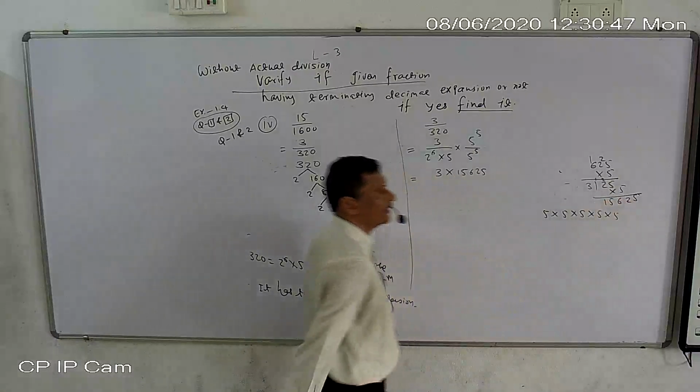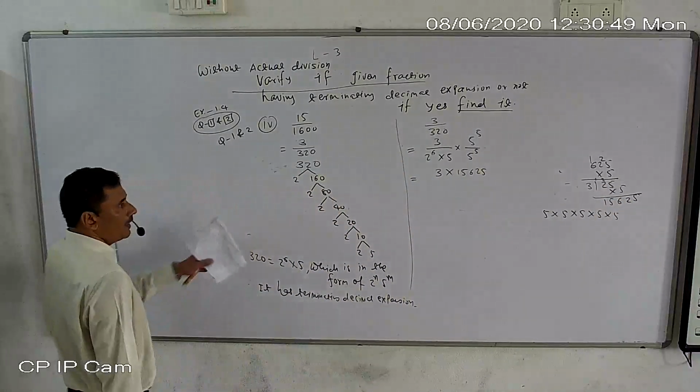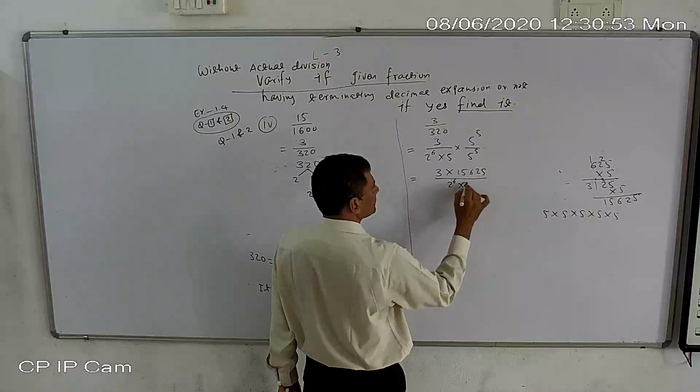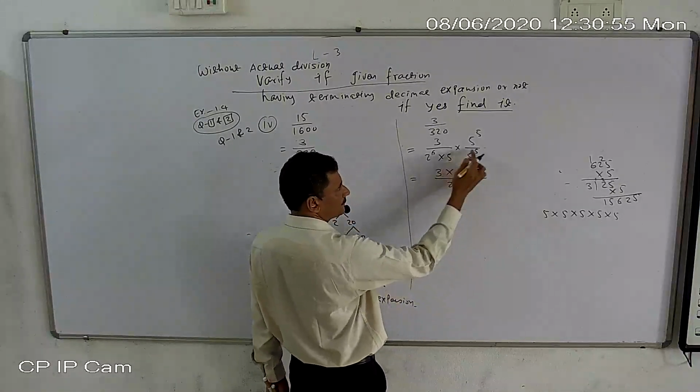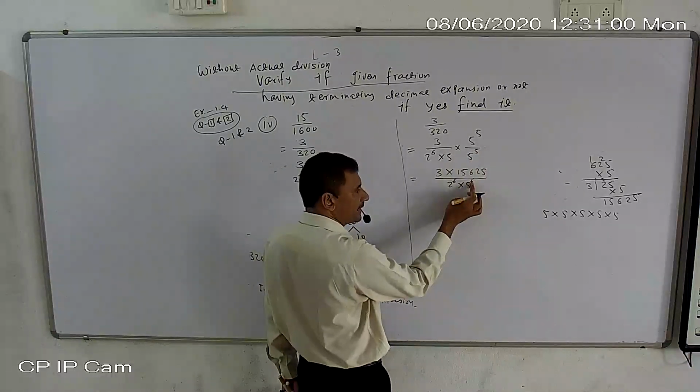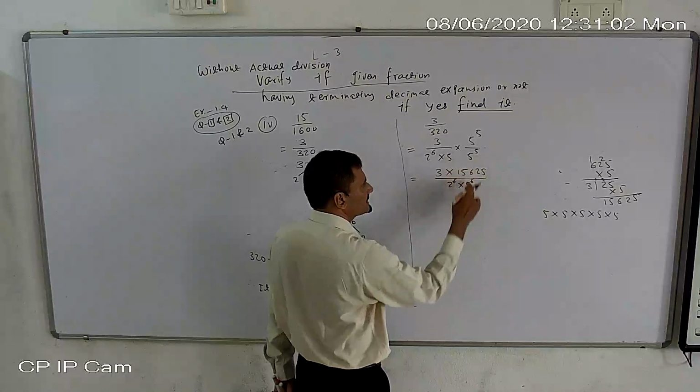Okay, now here it becomes 2 raised to 6, 5 raised to 6. Why? 5 raised to 1 into 5 raised to 5. Okay, so if the bases are the same, then the degrees are added, so the degree becomes 1 plus 5, 6.